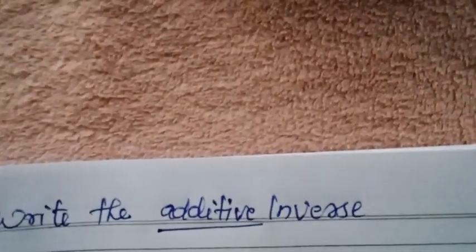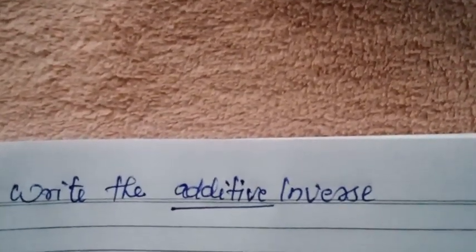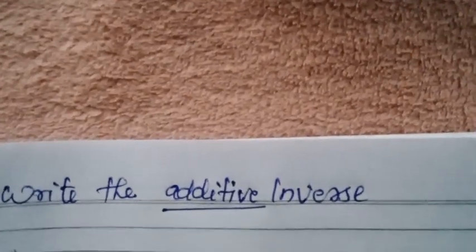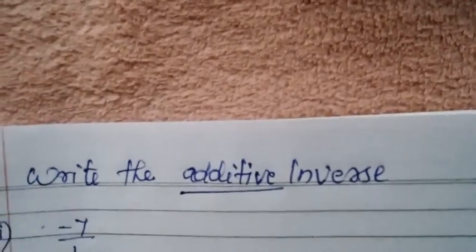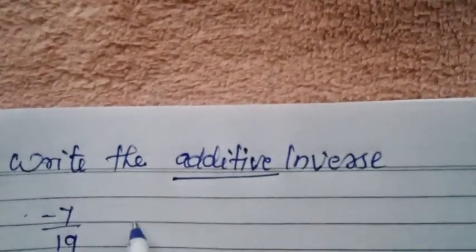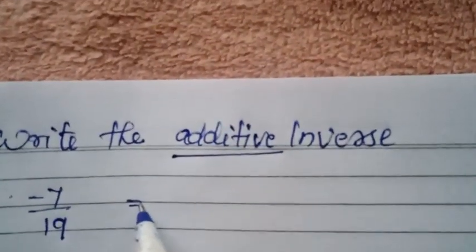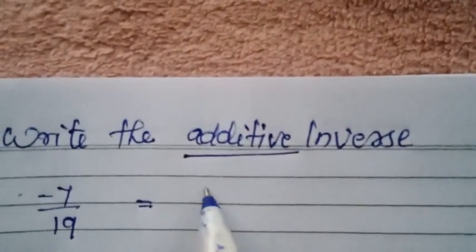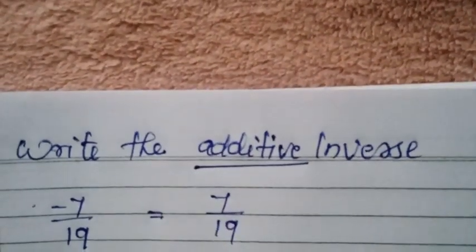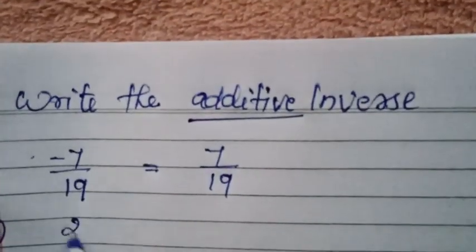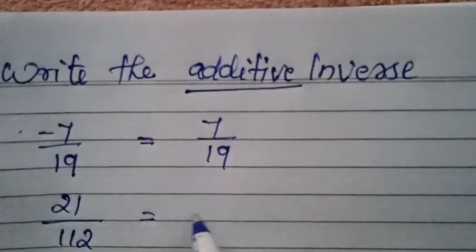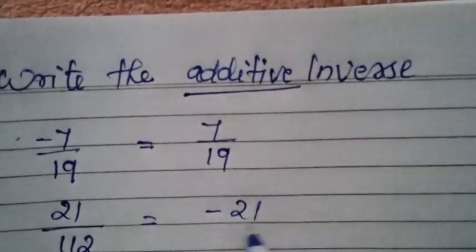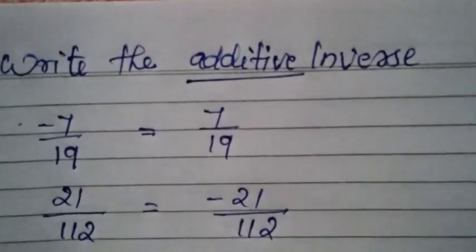Next we will study the additive inverse of the following. How will we take the additive inverse? First we will write one number, minus 7 by 19. So what is the additive inverse of minus 7 by 19? Just change the sign. Okay, 7 by 19, that is all. Next one, 21 by 112. So just change the sign. This is positive 21. We should take negative 21. That's all. This is the additive inverse.